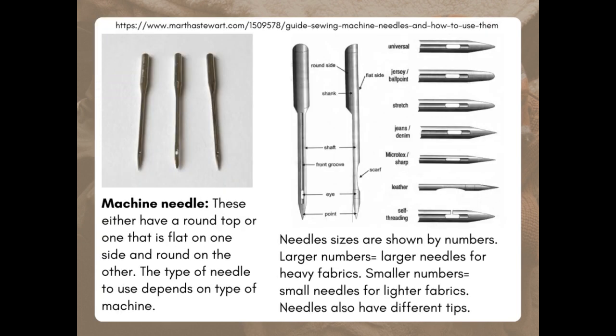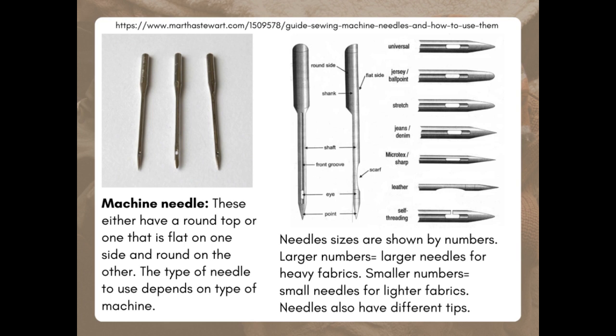Next, we'll look at the needles. The machine needles come in two types. That is, there is the all-rounded needle and another one that is rounded on one side and flat on the other. The type of machine dictates the type of needle that is to be used. So some machines use round needles, others use flat-sided needles.